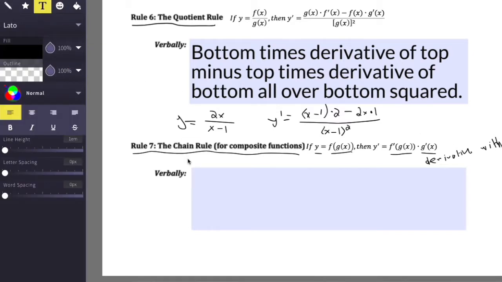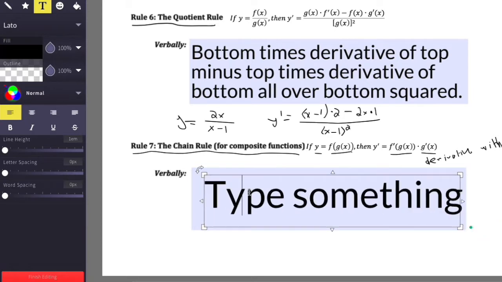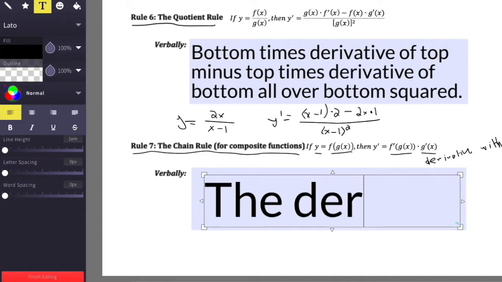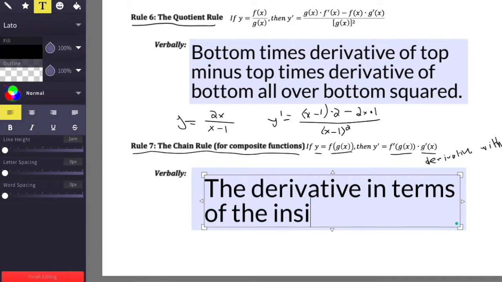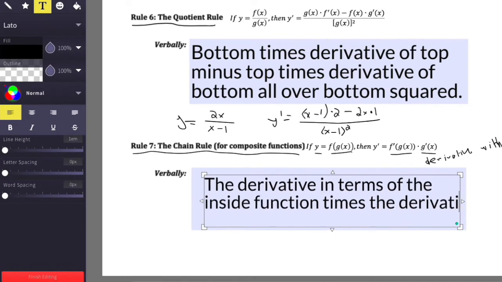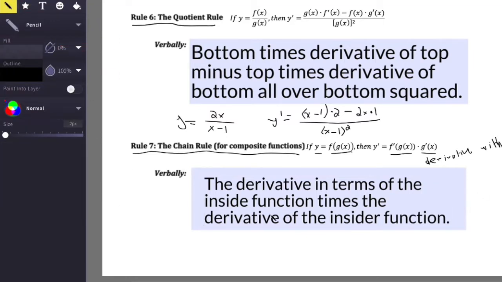Let's write it out. Verbally, what can we say? The derivative of a composite function is the derivative in terms of the inside function times the derivative of the inside function. Maybe you have a better phrasing of that, but you're doing the derivative of the whole thing times the derivative within. What would this look like?